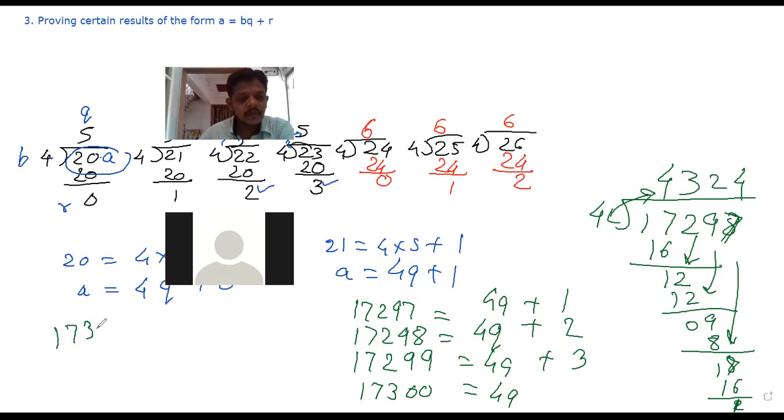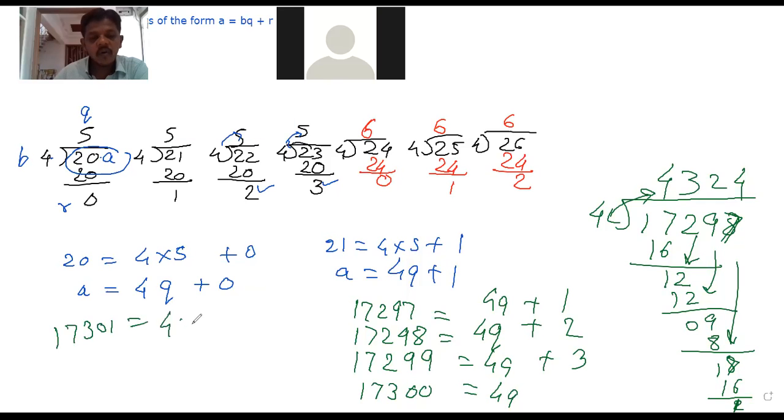Again, 17,301 would be what now? Now what would be 17,301? 4q plus 1. Just as it was 4 into 5, the moment you move ahead, it becomes 4 into 6. So this was 4 into 4324. Now it will become 4 into 4325, because 17,300 exactly becomes 4325.